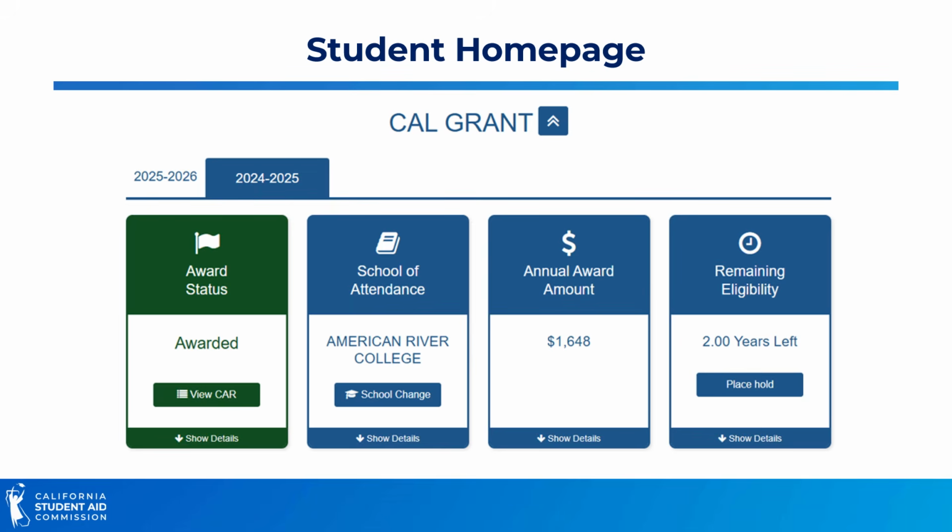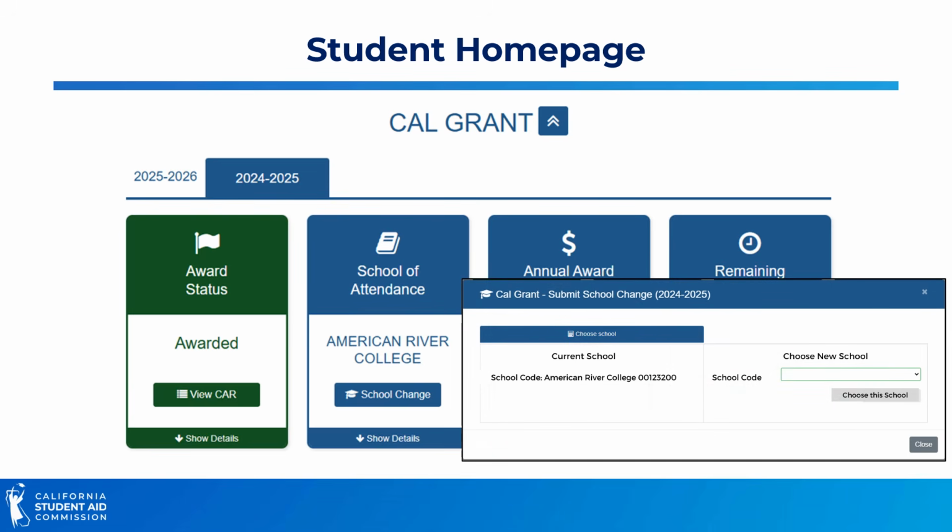If a student's going to change from one college to another, it's also easy to make a school change in WebGrants for Students. When the student clicks on the School Change button, they will see this screen. The college that is currently listed will be displayed. In order to change the school of attendance, the student will need to search for the new school and then select Choose this school using the button below.